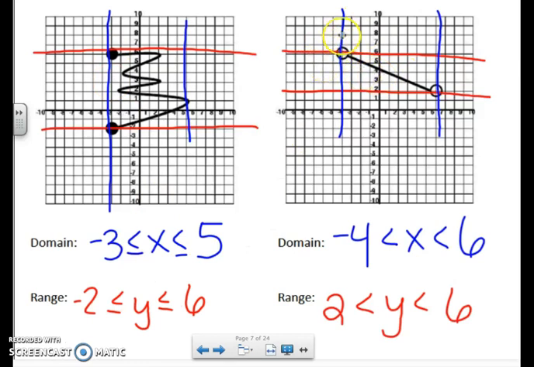Over here, my domain, the furthest left it went was a -4, and since this was an open circle, there's no line under it here. The furthest right the graph went was a 6. Again, open circle means there's no line.